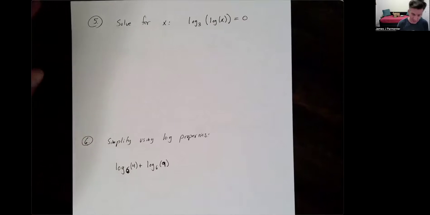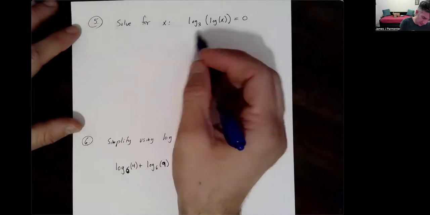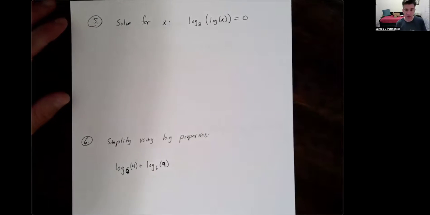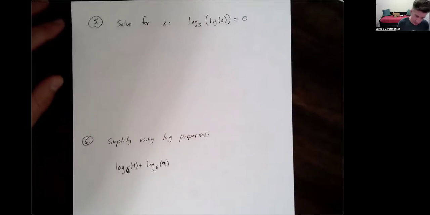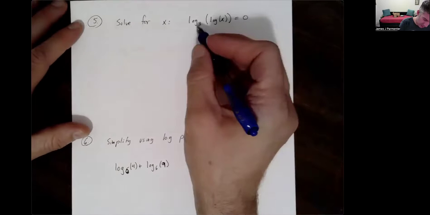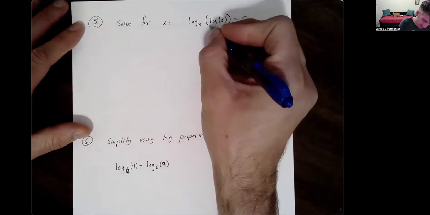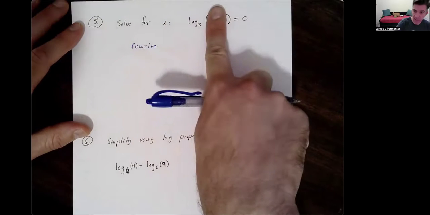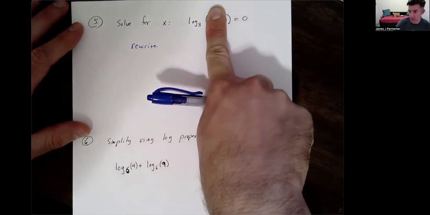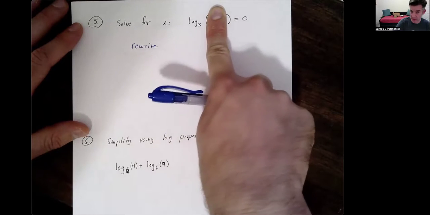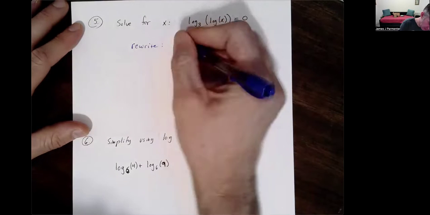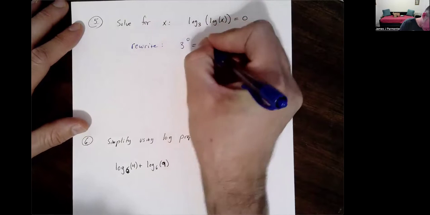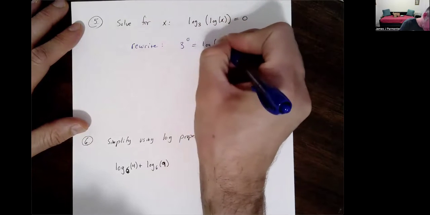So if I want to solve this equation for x, I've got log base 3 of log of x equals 0. I'm going to start by rewriting this as an exponential equation. What I'm seeing here is log base 3 of some stuff equal to 0. So I'm going to rewrite this as, if I'm looking from the outside in, base is 3, my power is 0, and it's equal to whatever my finger is covering up here. So we're going to get 3 to the 0th power equals log of x.